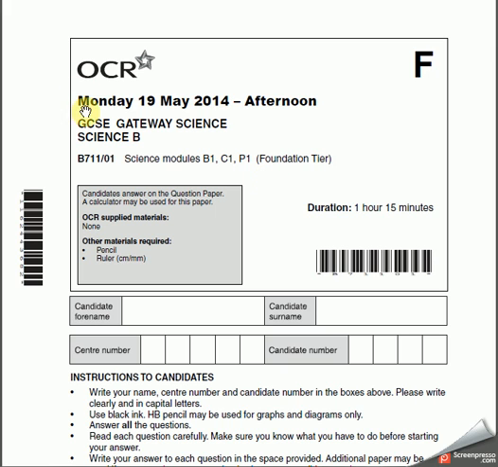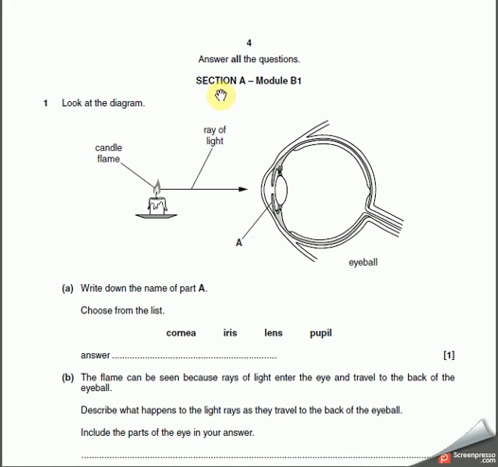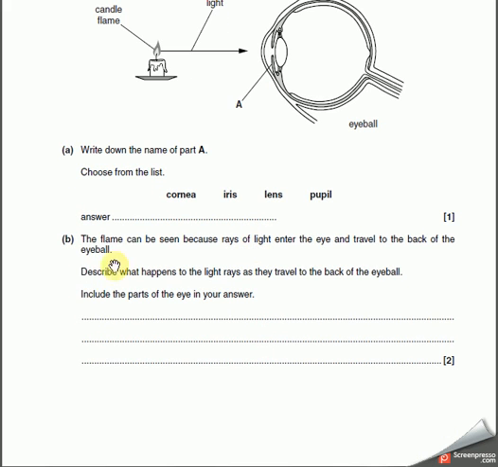Okay, so this paper is from Monday, 19th of May, 2014. What I'm going to do is go back and forth from that and the mark scheme. First question, section A, biology B1, so it's all the biology. Choose from the list the name of part A. Obviously part A is that little flappy bit above the lens. You know that's the coloured bit of the eye, which is called the iris. So the first one is the iris.